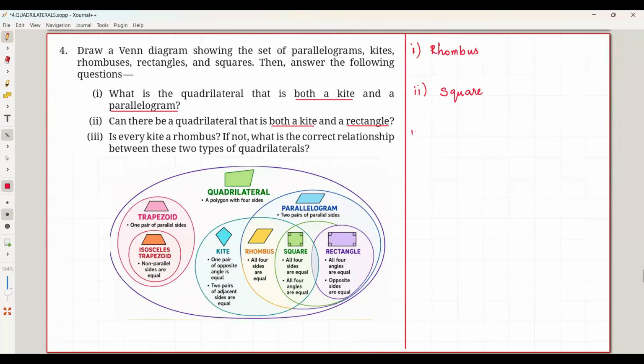Now the third question: is every kite a rhombus? Every kite is not a rhombus. What is the correct relationship between these two types of quadrilateral? Every rhombus is a kite. So you have to write that every rhombus can be considered as a kite. Why? Because a rhombus satisfies the property of a kite, but a kite does not satisfy the property of a rhombus.